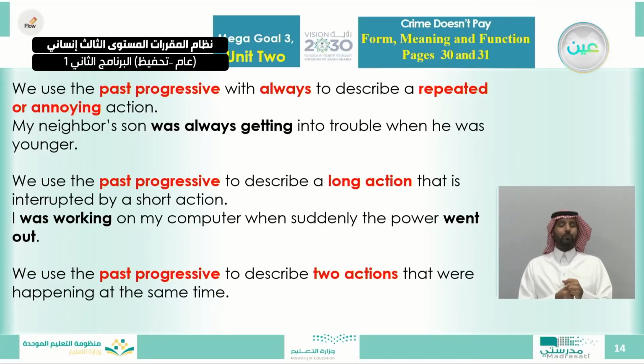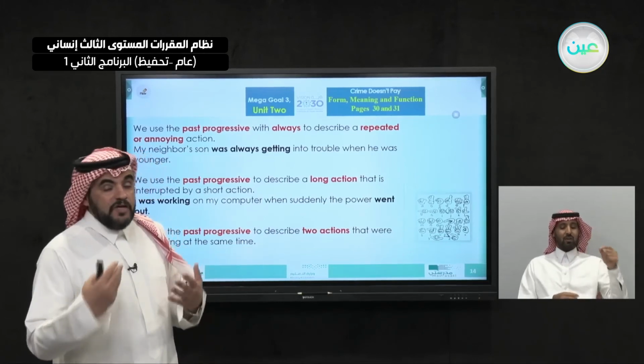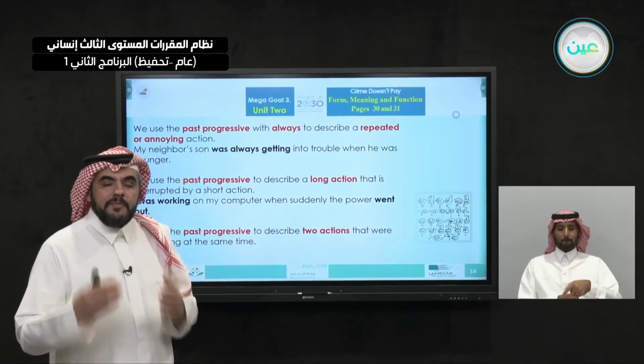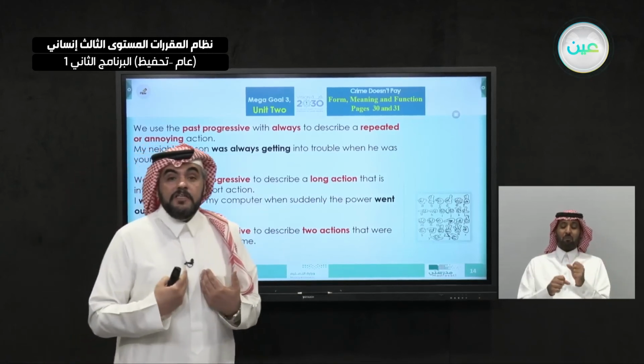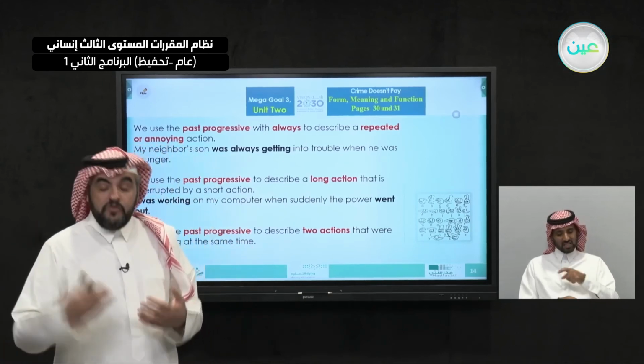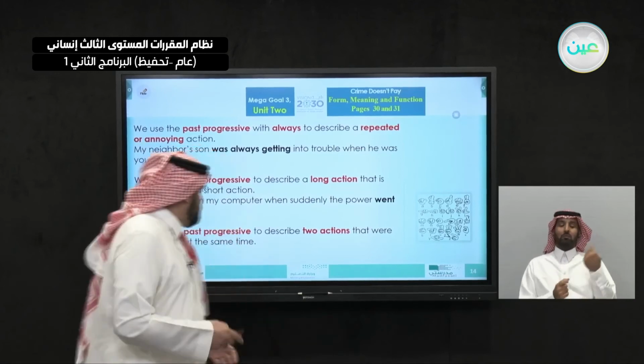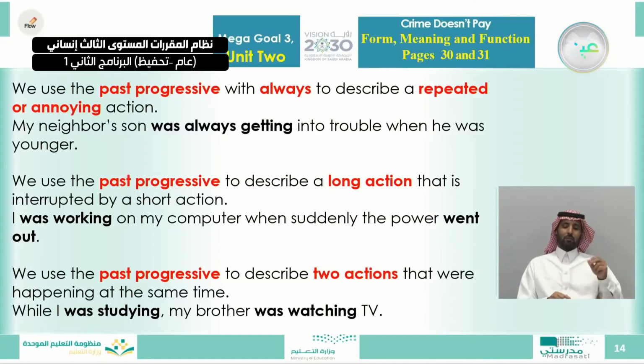Now, we use the past progressive to describe two actions that were happening at the same time. Also, we can use the past progressive to talk about two things happening at the same time. Not short and long actions, no. Happening at the same time. For example, if I talk about myself, I was reading a book, my brother was watching TV. So these two actions happened in the past, but both of them were happening at the same time. Look at the example here. While I was studying, بينما كنت أدرس, while I was studying, my brother was watching TV. Okay, this is the example.